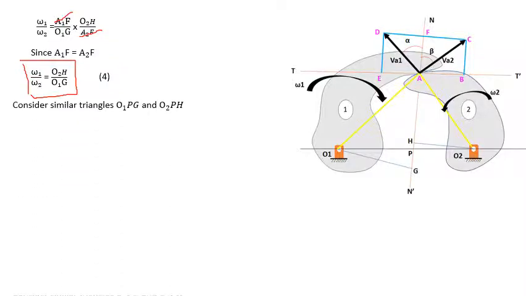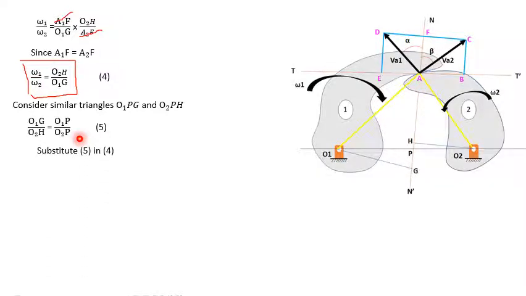Now I am going to consider the other two triangles, that is O1PG and O2PH. These two triangles are similar, so I equate the sides: O1G divided by O2H is equal to O1P divided by O2P. Let me call this equation number 5.